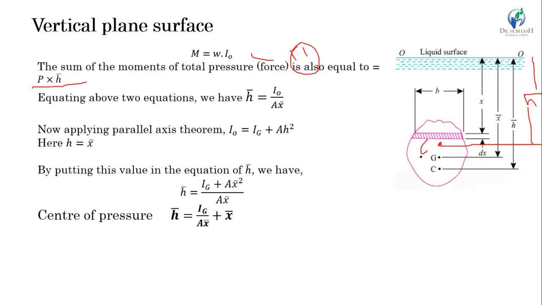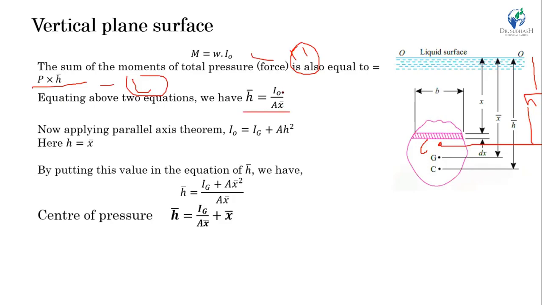Here you can take C also. So let's take the moment, P times h bar. Equating, we can get h bar equal to I0 upon A x bar. This is equation number 1, and this is equation number 2. After considering these two equations, we get h bar equal to I0 upon A x bar.